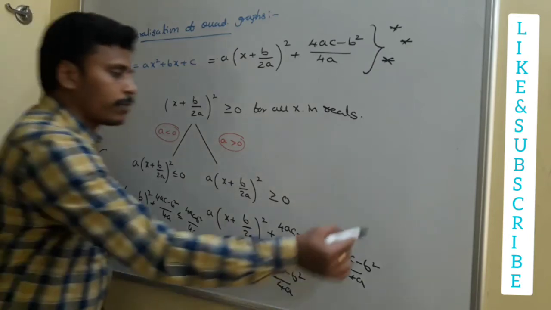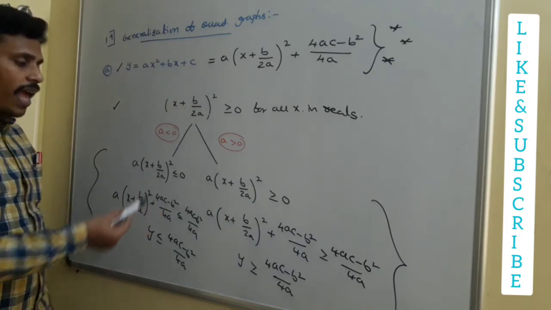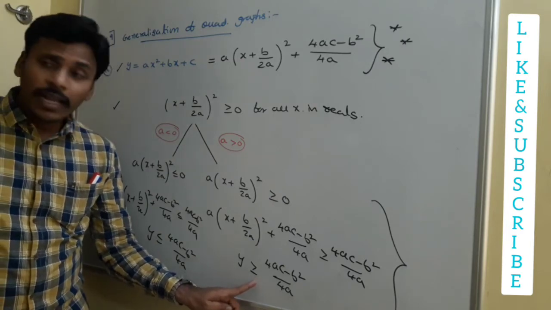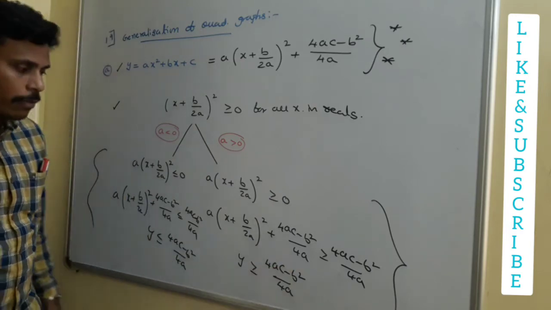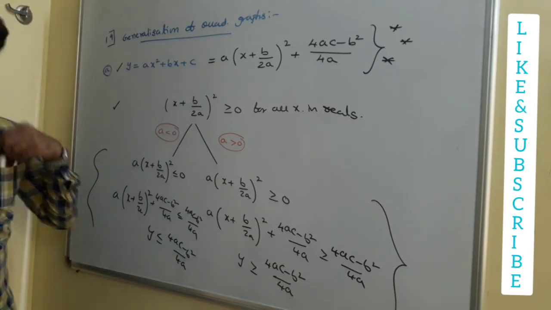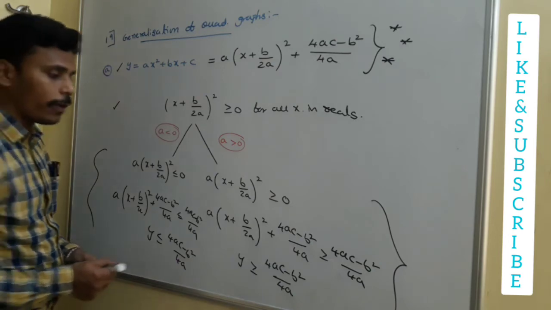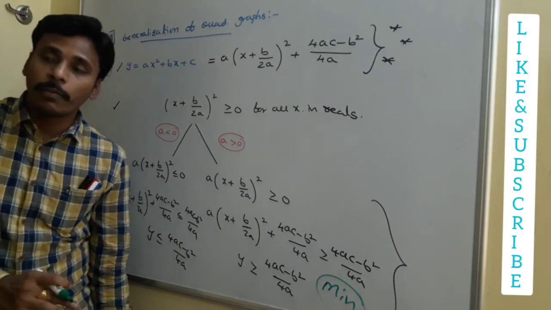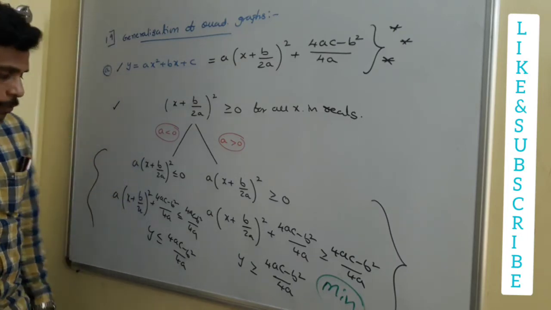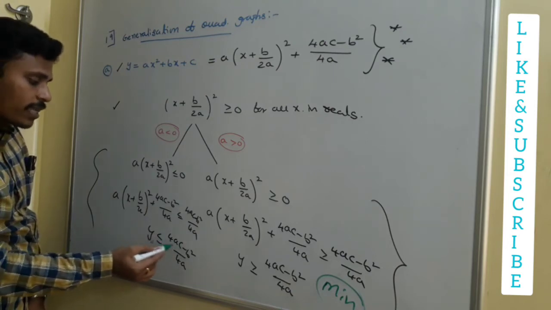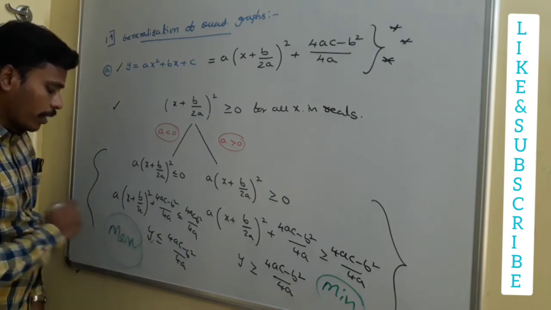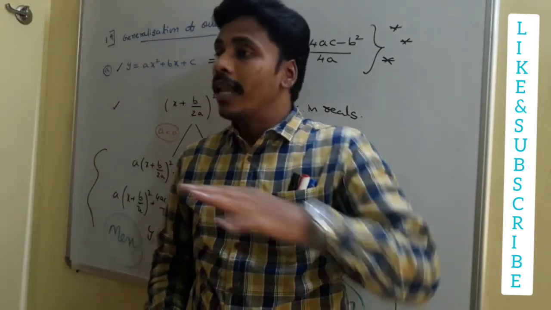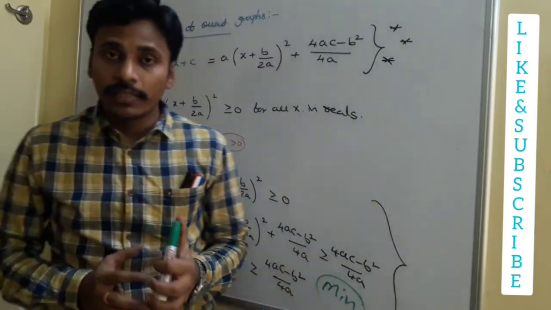See, with these proper steps, I will remove all these things for the space concern. Have a look once again. If a greater than 0, the value of y is greater than or equal to (4ac minus b square) by 4a. Since the value of y is greater than or equal to (4ac minus b square) by 4a, we call this (4ac minus b square) by 4a as minimum, because it is either (4ac minus b square) by 4a or greater than (4ac minus b square) by 4a. And in this case, this y is less than this value, then we call it as maximum. That in the sense, the value of y is either (4ac minus b square) by 4a or less than (4ac minus b square) by 4a. That in the sense, this is a maximum value.